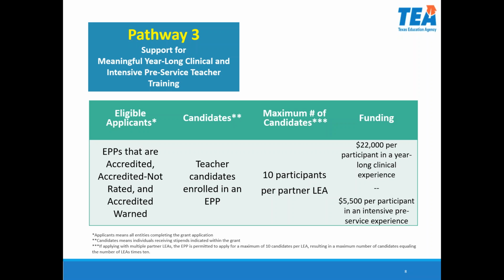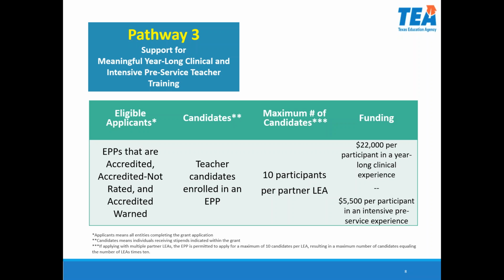Eligible EPPs with the correct designation are inclusive of LEAs, institutions of higher education, and alternative certification programs whose clinical or intensive pre-service experiences meet the minimum requirements stated in the RFA program guidelines. If applying to fund year-long clinical candidates, Cycle 3 also now includes 2 years of funding rather than 1.